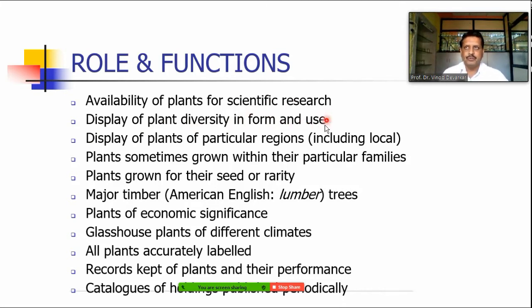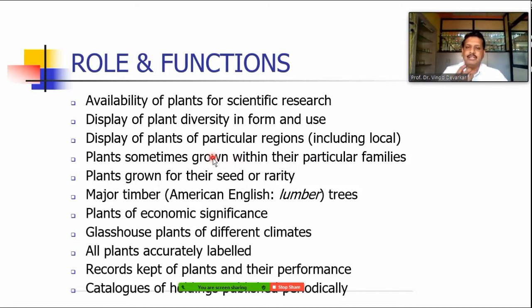The display of plants of a particular region: most botanical gardens are situated in areas where maximum diversity is present. Because particular species grow in a particular area due to ecological conditions, whatever common species grow in those areas can be planted in the botanical gardens. Plants are sometimes grown with their particular families. So it is an arrangement of plants, because some families are dominant in some regions.